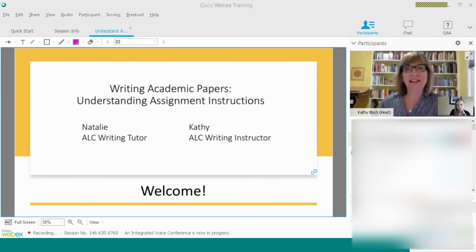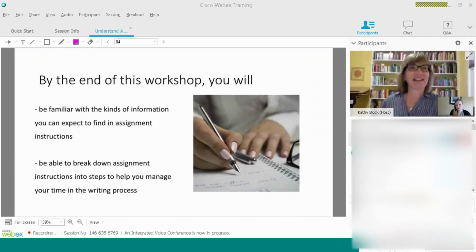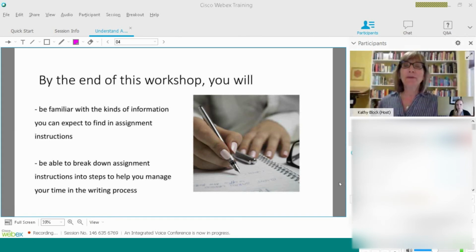Academic papers, understanding assignment instructions. By the end of this workshop, you will be familiar with the kinds of information you can expect to find in assignment instructions, and you'll be able to break down assignment instructions into steps to help you manage your time in the writing process.